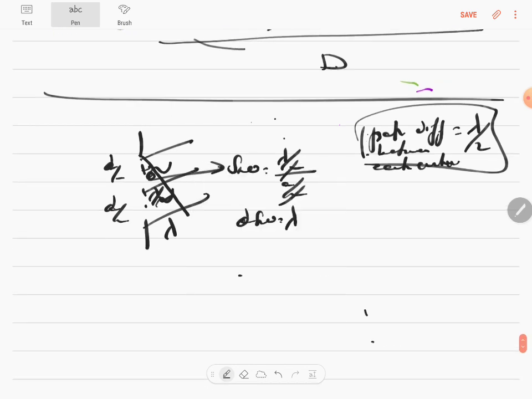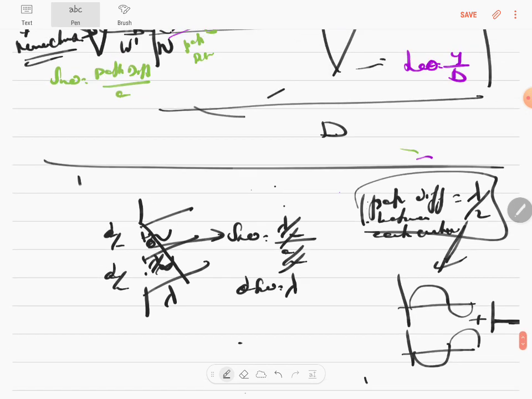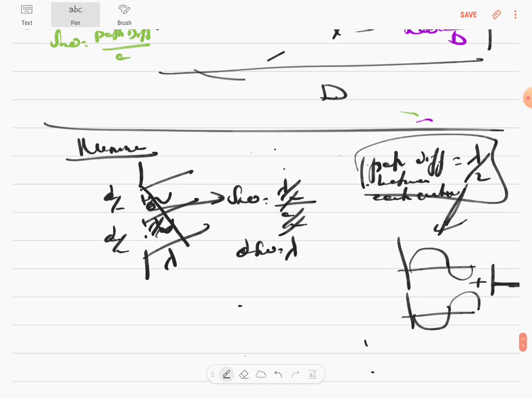Because this has a path difference of lambda by 2 initially, which means there's a crest and a trough meeting, obviously they both are going to cancel out. The resultant will be a minima, and this happens to be the condition for minima, because the two wavelets individually having a path difference of lambda by 2 are going to cancel each other. So d sin theta is equal to 1 lambda is the condition for minima.